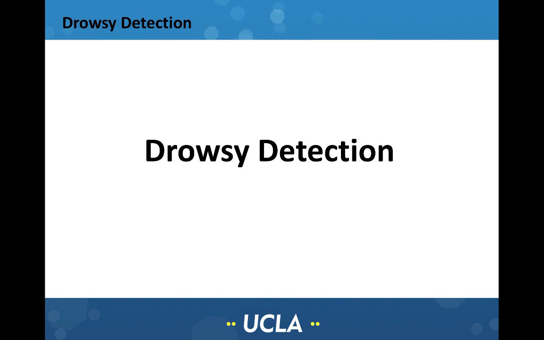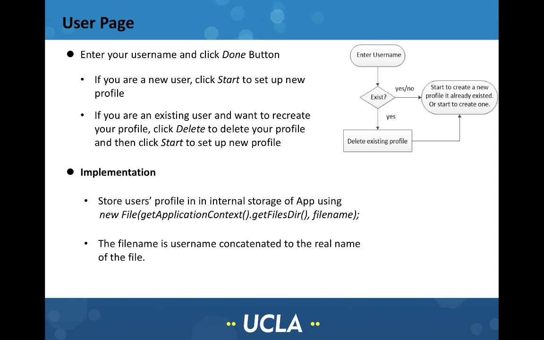First, I will introduce the drowsy detection part. At the user page, the user is prompted to enter the username and then click the Done button when the user finishes entering the username. If it's a new user, the user simply needs to click Start to set up the new profile. If it is an existing user and wants to create a new profile, the user can simply click the Delete button to delete the profile and then click the Start button to set up a new profile.